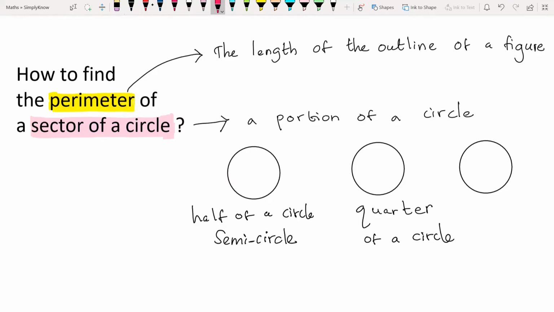So this can be a half of a circle, and we call it a semicircle, or maybe a quarter of a circle like this, or maybe any part of a circle. Therefore, the perimeter of a sector of a circle is the length of the outline of it.